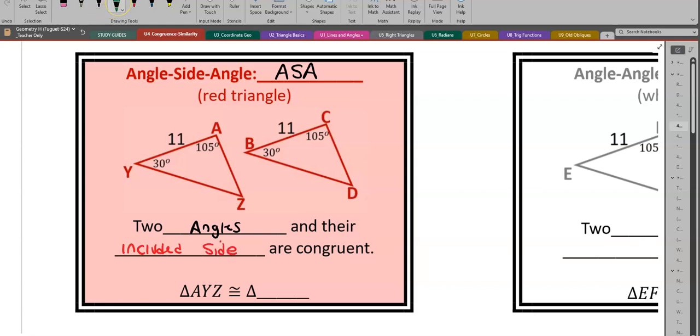So if I go back up here, we have our 30-degree angle and we have our 105-degree angle. So there are 2 angles. So the included side would be the side that contains or touches both of those angles. So in this case, the 11 is indeed between the 30 degrees and the 105. So that's the reason we would call this ASA in this situation. The congruent statement here would be triangle CBD when we're going in corresponding order.